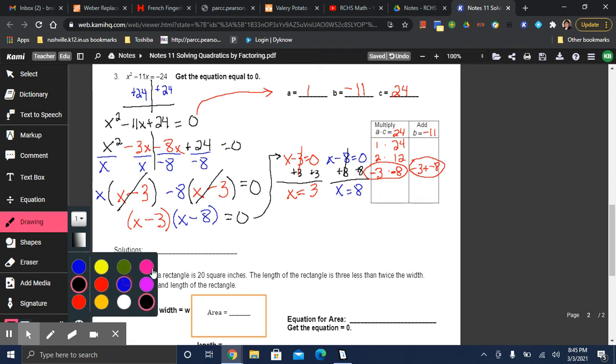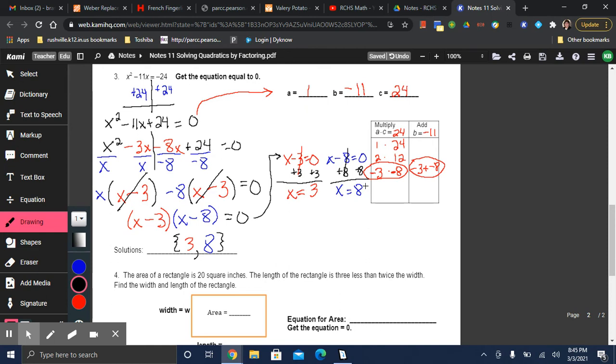Once again, I have 2 answers. I have the 3 and the 8 that are both solutions of that equation. But none of that could have happened until I got the equation equal to 0. So you always have to be sure that you do that.